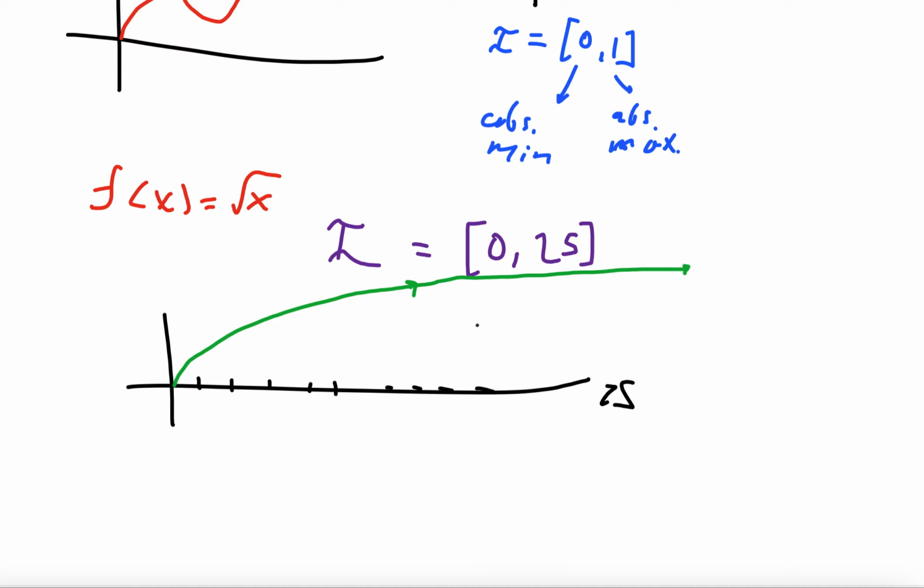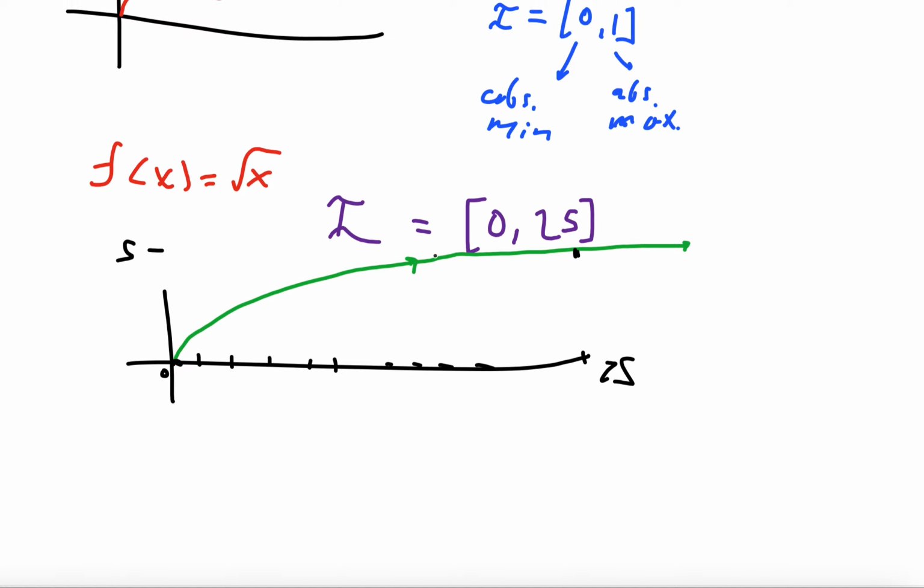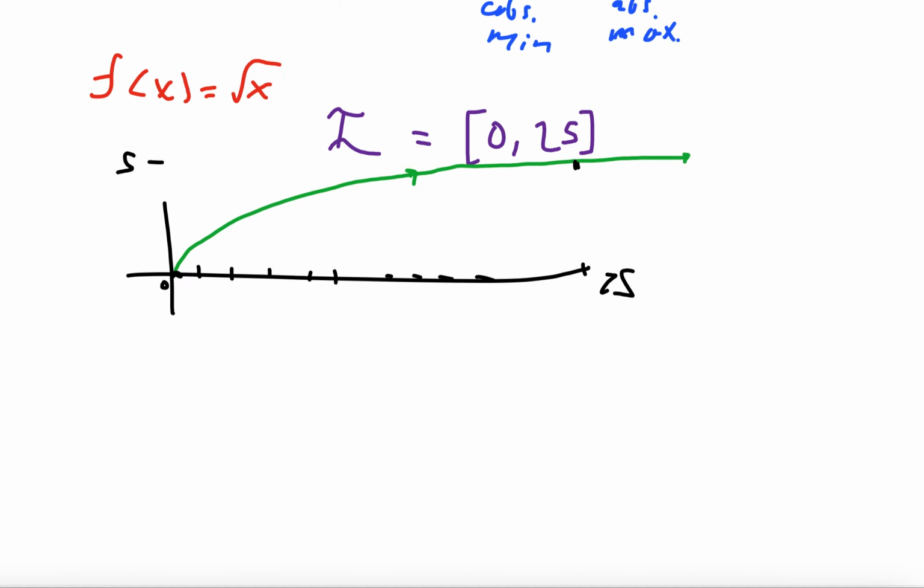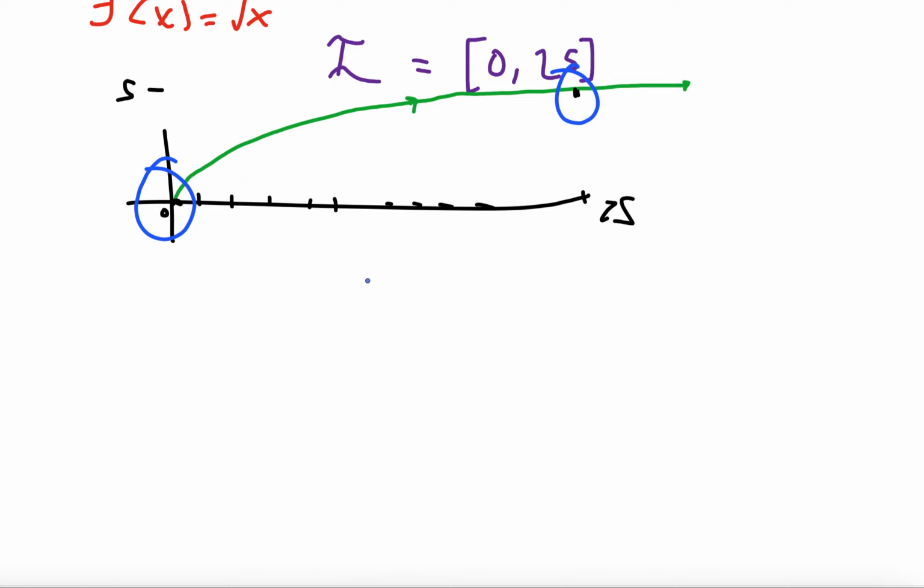So we know what it's equal to at 25. We know it's going to be 5. So at this point here, it should be 5. At 0, we know it's 0. And in this example again, we see that the absolute minimum is going to be at 0, and the absolute maximum is going to be at 25, because this function is greatest in this interval at 25, and it's least at 0. So I hope this example is a bit more helpful.